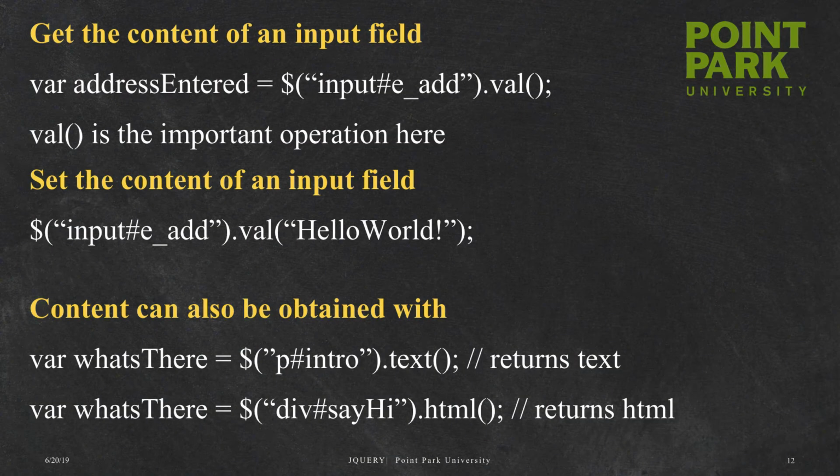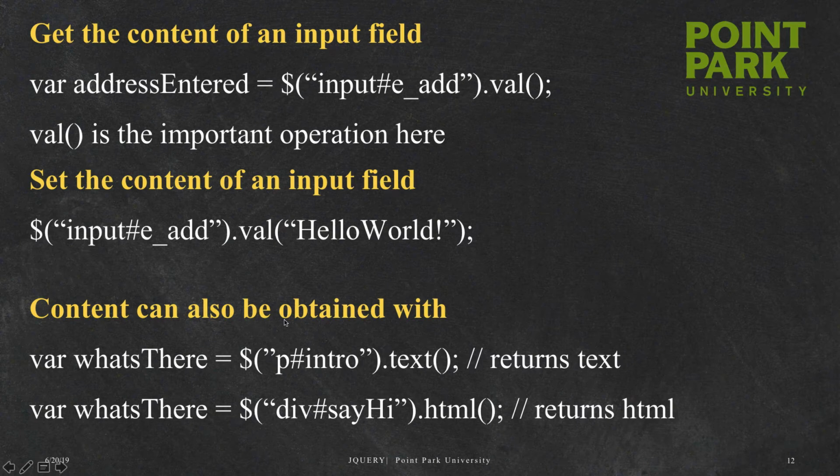Content. So if you want to get the content of an input field, you would start off with your variable, address, enter equals, we have the $ sign, and in parentheses we have input. The key here is the hashtag. Whatever that value is, that's your variable, and it's going to grab your value. So val is an important operation. It sets the content of the input field.